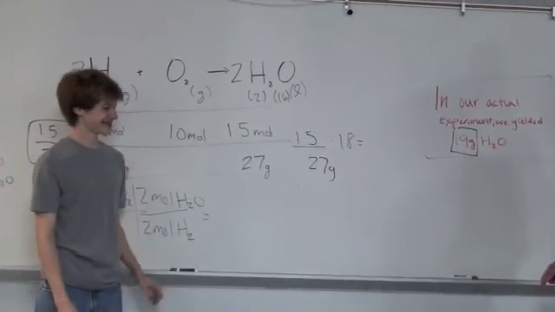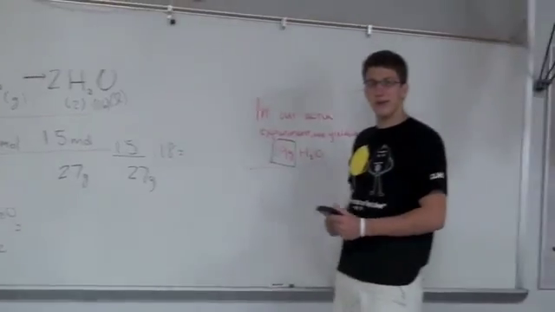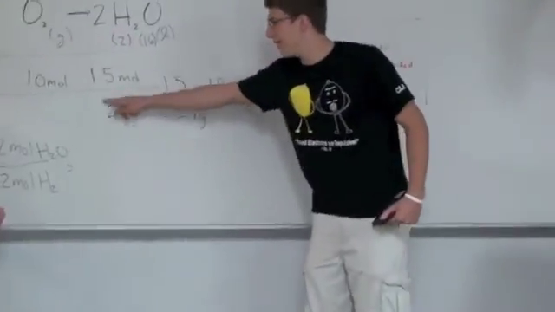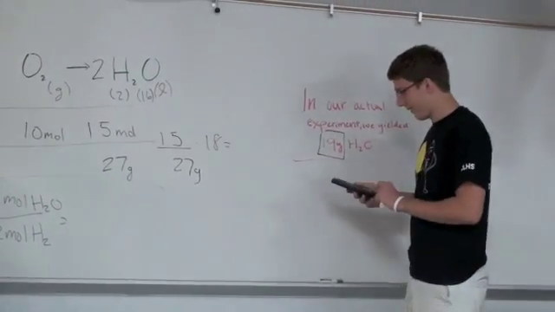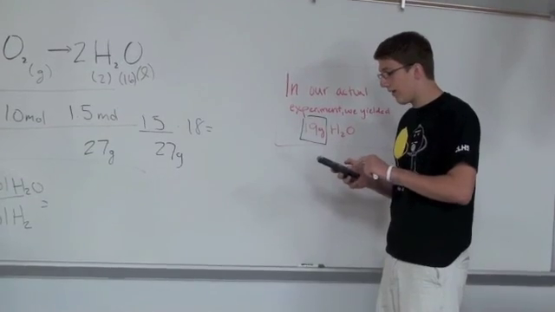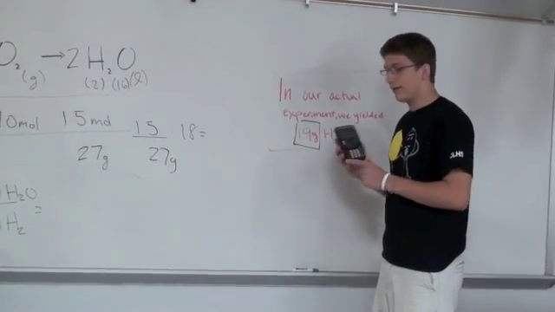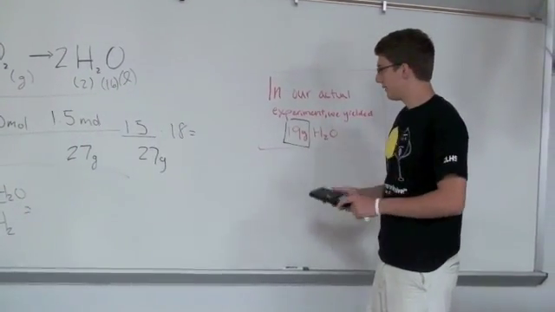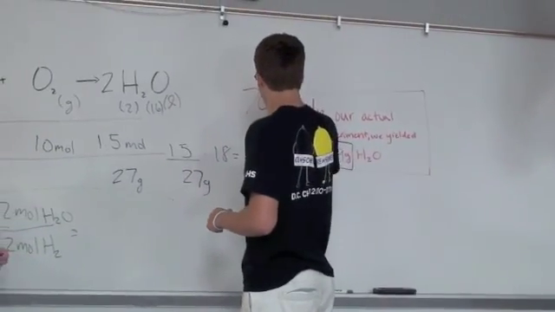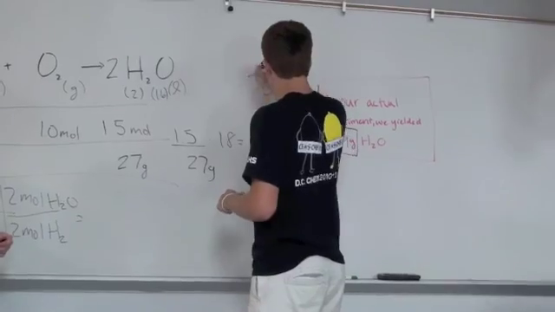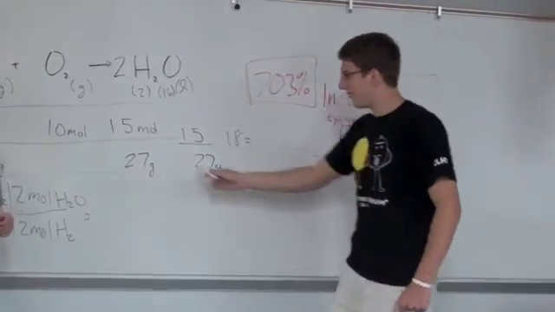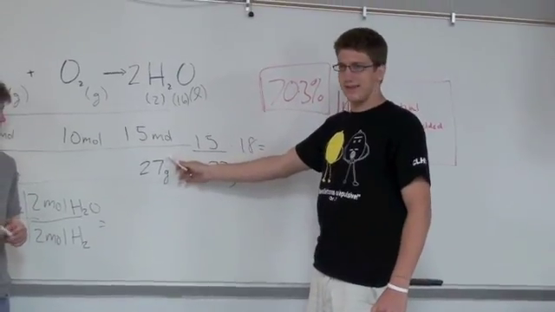Well, I'll explain. We're finding the percent yield. So if I got 19, and this is the theoretical yield, which is 27, we do 19 divided by 27, and you get 70.3. So the percent yield in this reaction is 70.3%, because it is the actual yield divided by the theoretical yield.